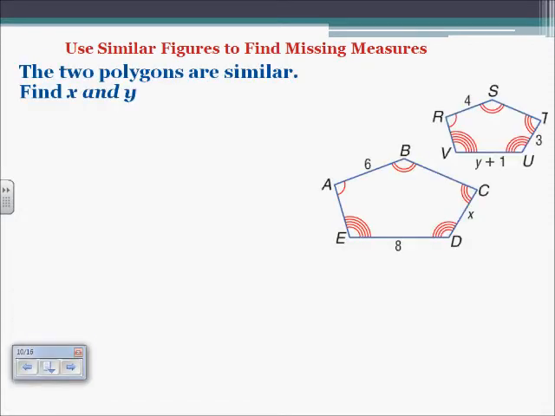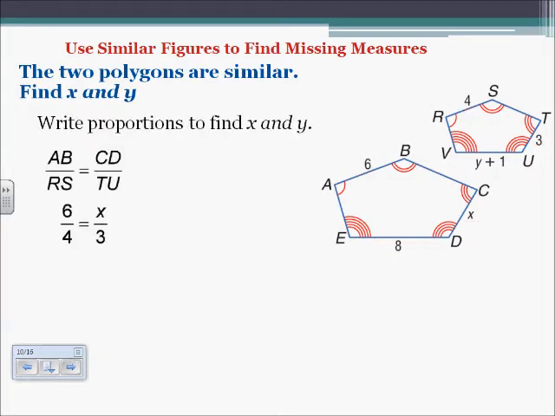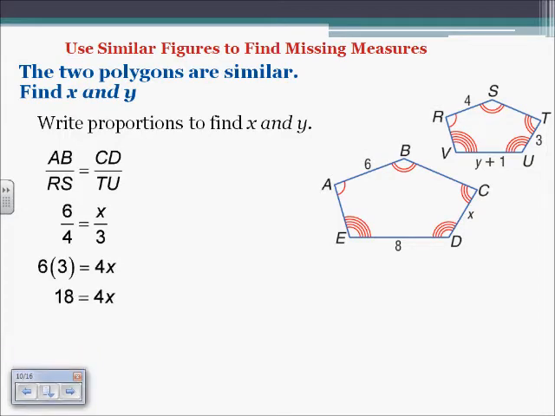Alright, two polygons are similar. Find x and y. Same type of idea. I have y plus 2 and 8 in the same spot. I have x and 3 in the same spot, and my constant is 6 and 4. So I have 6 over 4, and I'll have two different proportions that I set up. So I write the proportions to find x and y. I have AB over RS is equal to CD over TU. So that means that 6 over 4 is equal to x over 3. Cross multiply and solve. I have 18 is equal to 4x, and x is equal to 9/2.